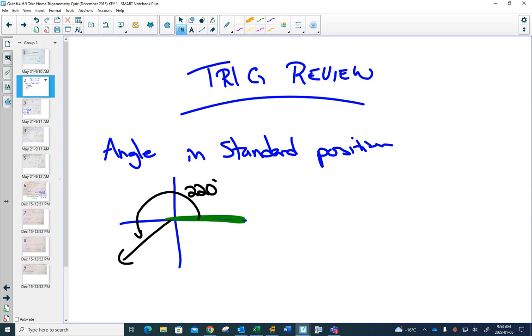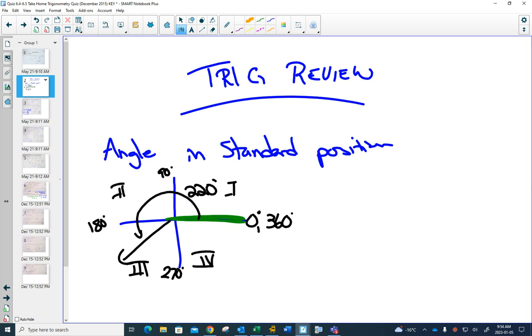We can measure angles also backwards, and we would just call them negative, but for the most part in grade 11, we looked at starting here at 0 degrees, then 90 degrees, then 180 degrees, then 270 degrees, and when you get back to where you started, that's one full circle, that's 360 degrees. And we call this quadrant 1, quadrant 2, quadrant 3, and quadrant 4.